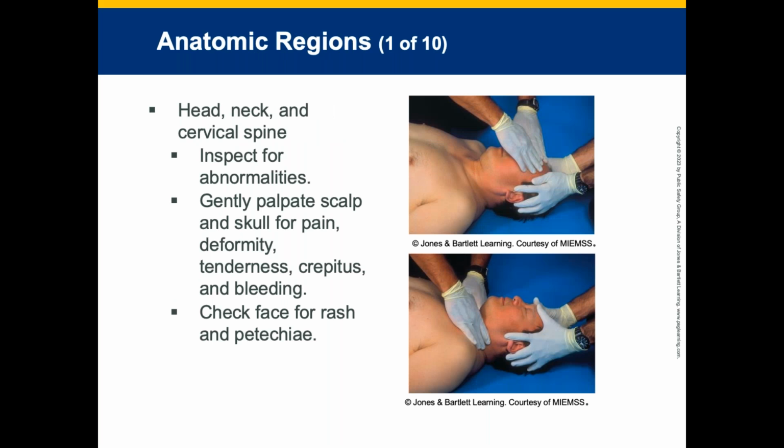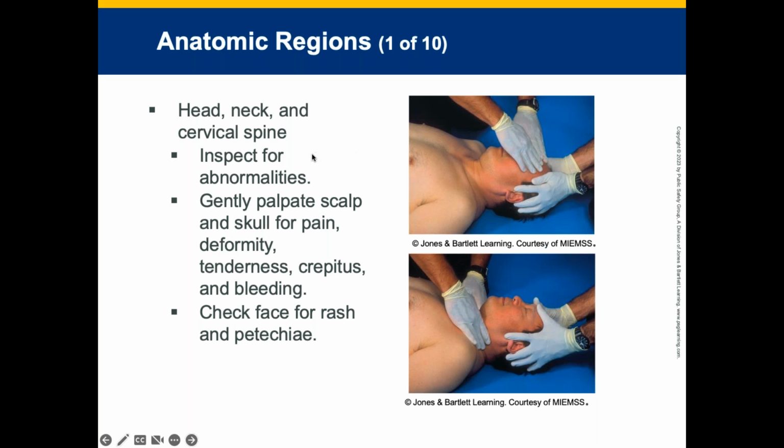We're looking at anatomic regions as part of our assessment goes here. Then we're going to do the head, neck, and cervical spine, and inspecting for abnormalities of the head, neck, and cervical spine. Gently palpate the scalp and skull for any pain, deformities, tenderness, crepitus, or bleeding. The patient's face for the presence of a rash, petechiae as well. So what we're looking for is really palpate on your way down. Check the orbits, check the maxilla, check the zygomatic, okay? Check all the different bones, push on them, right? Not super hard, but look for any kind of crepitus.